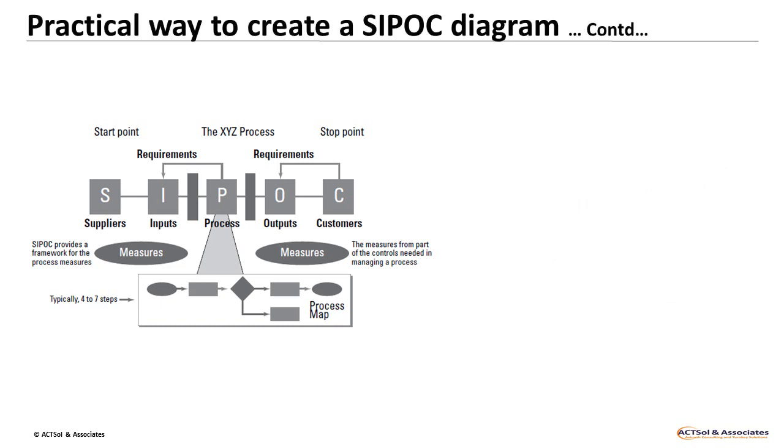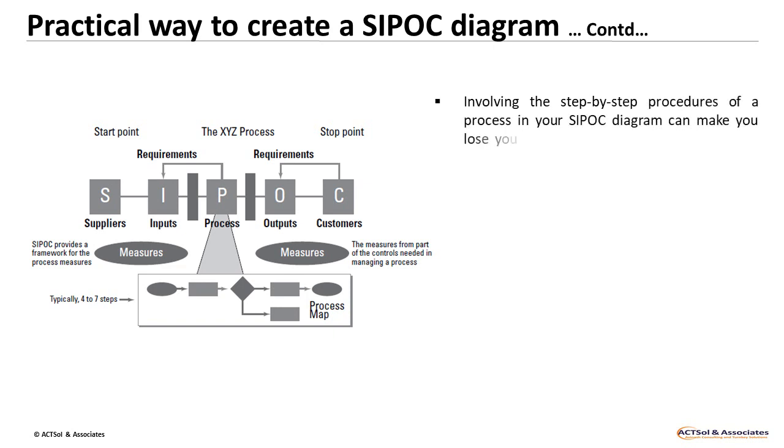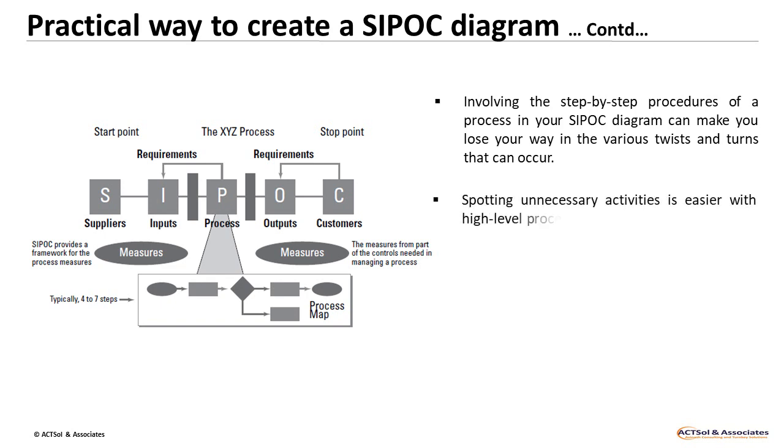Remember, involving the step-by-step procedures of a process in your SIPOC diagram can make you lose your way in the various twists and turns that can occur. As a result, you may not be able to see the non-value added steps. So, spotting unnecessary activities is easier with high-level process documentation tools such as the SIPOC.